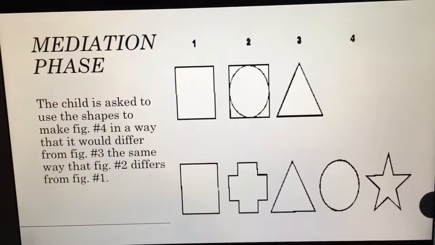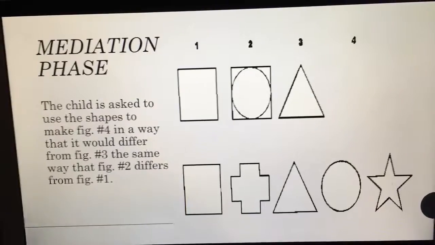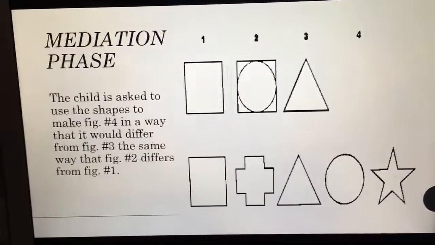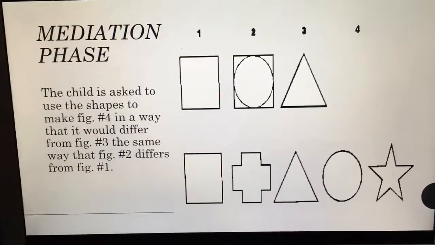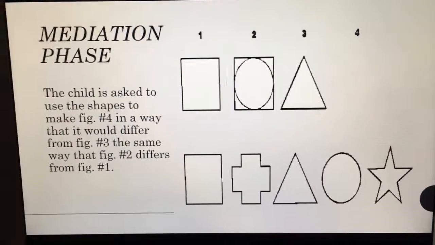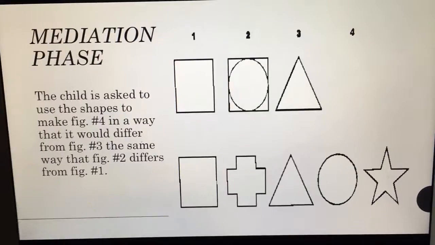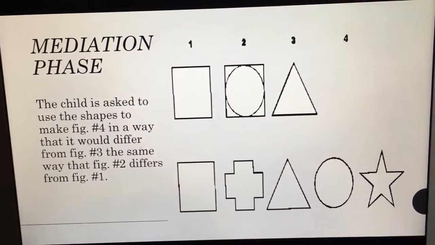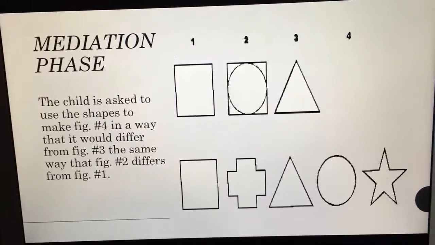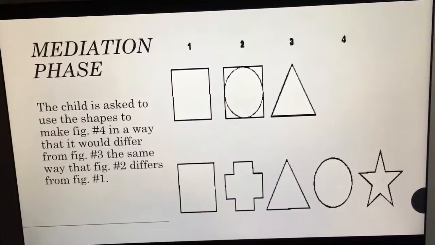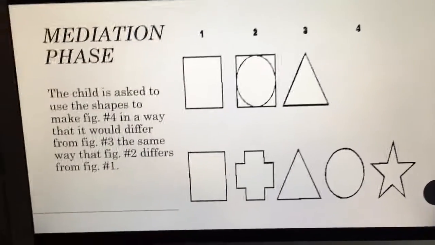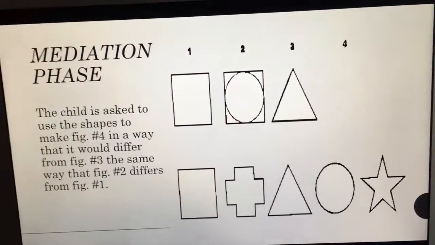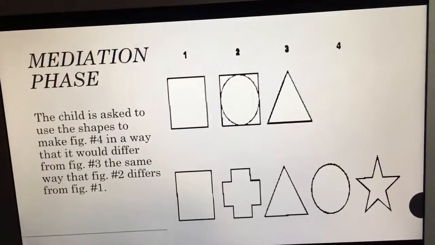The fourth piece is missing, so let's use these shapes to make the fourth piece so that it will differ from piece 3 in the same way that piece number 2 differs from piece number 1. First, what is the difference between piece number 1 and number 2? Correct. Piece number 1 is a square, and piece number 2 is a square with a circle on top of it. So the second piece differs from the first piece by a circle.